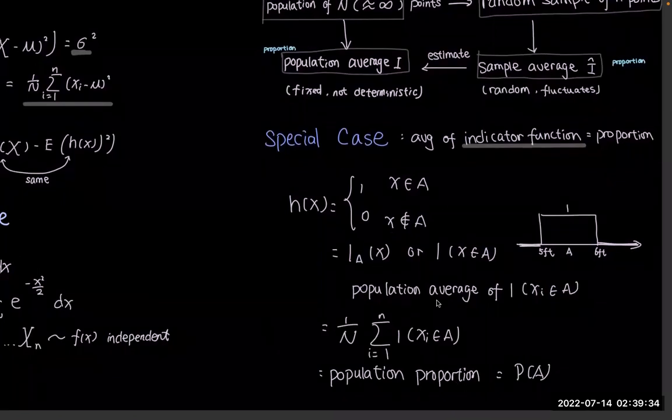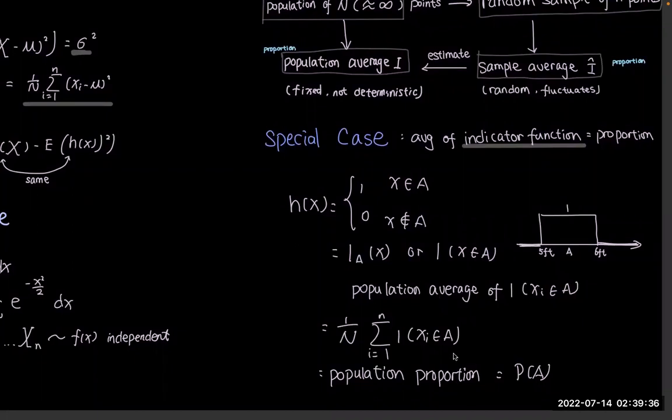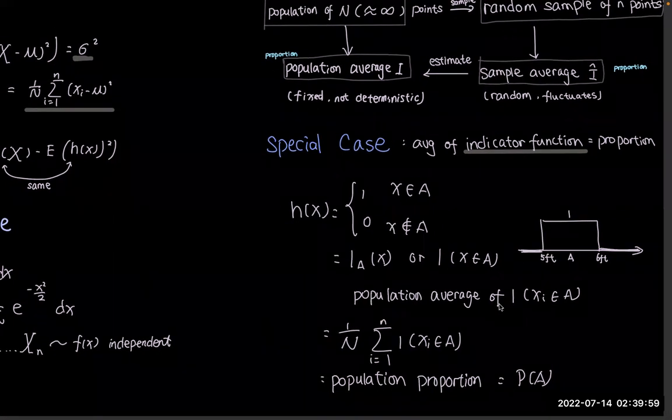And so therefore, you see that this is a population average. So it is actually the expectation of this indicator function. And the expectation of a binary function then becomes the probability of A, which is the integral of f of x within this range of A. So that's the basic idea.